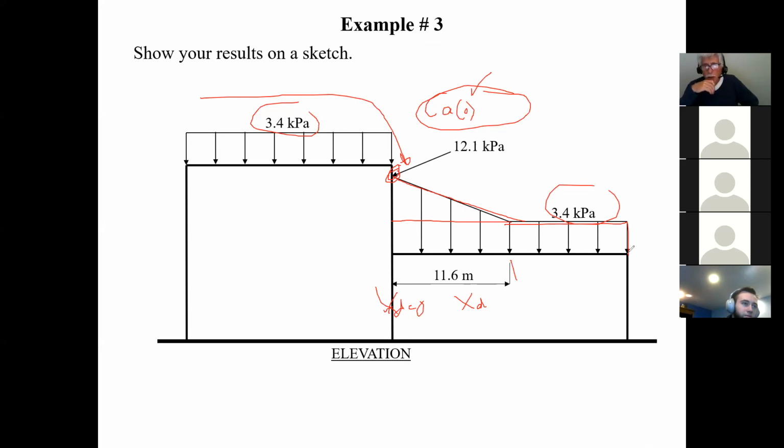And guys, just to give you an idea, what is 12.1 kilonewtons per meter squared divided by 3.0 kilonewtons per meter cubed? Can somebody work this out for me? Tell me what that is. I got 4.03. Okay, about 4 meters.